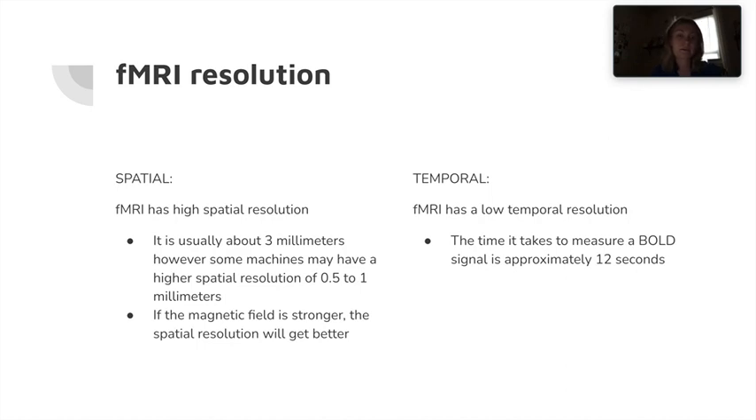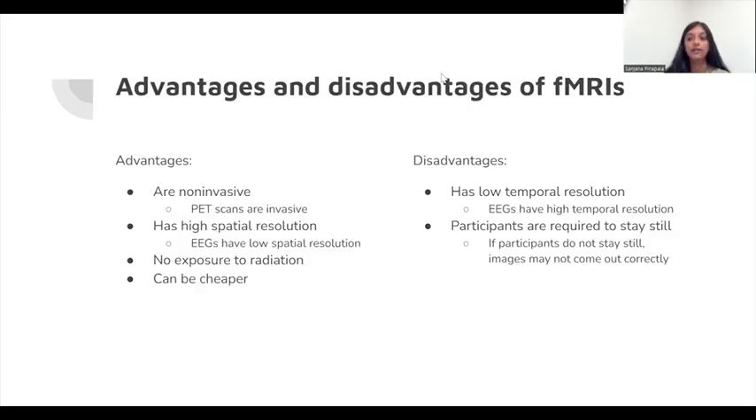fMRIs also have low temporal resolution, which basically means that it takes longer for neural activity to be detected. This means that fMRIs can miss a lot of neural activity because the machine is simply too slow to compute the data quickly. fMRIs have many advantages compared to other neuroimaging techniques.